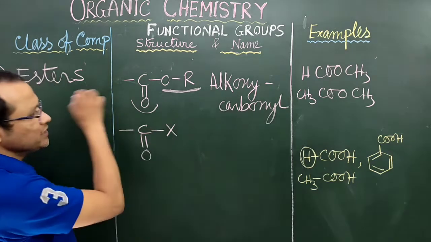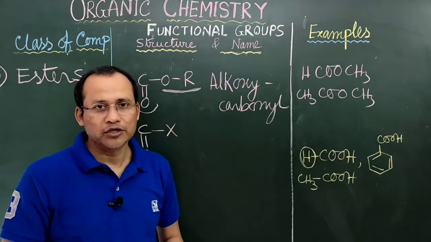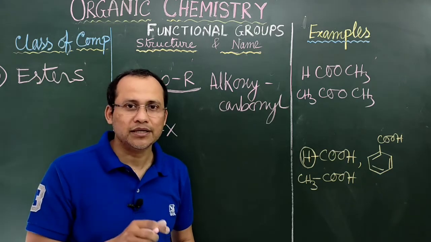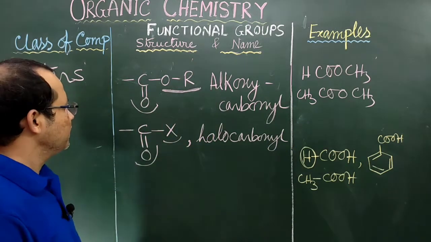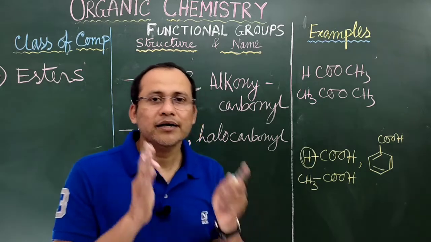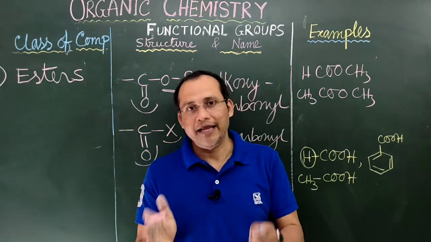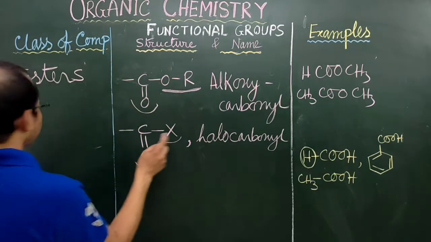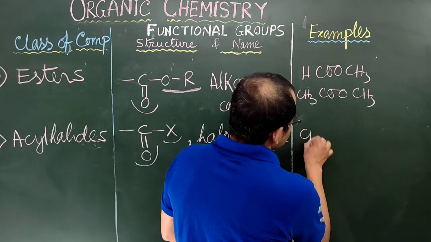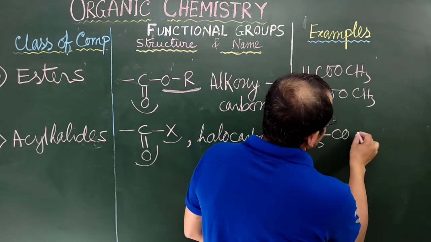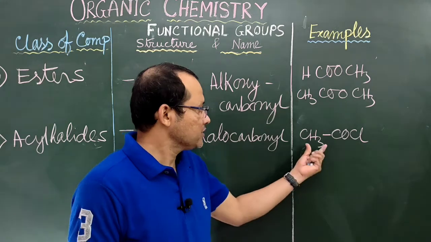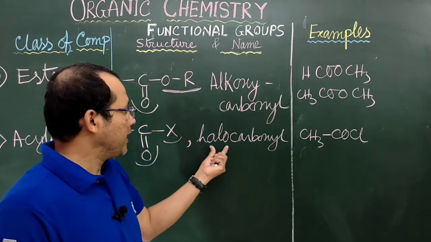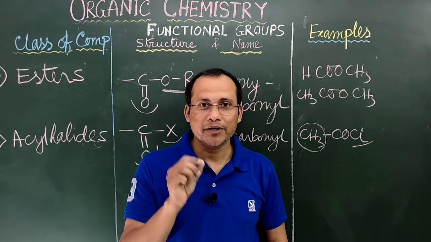Okay, so this is another functional group, and the name of this functional group is halocarbonyl. This is halocarbonyl, and this type of compound is termed as acyl halides. So the compound which contains this will be an acyl halide. One example will be CH3CO, maybe chlorine. So this is acetyl chloride, and this is one of the examples of halocarbonyls.